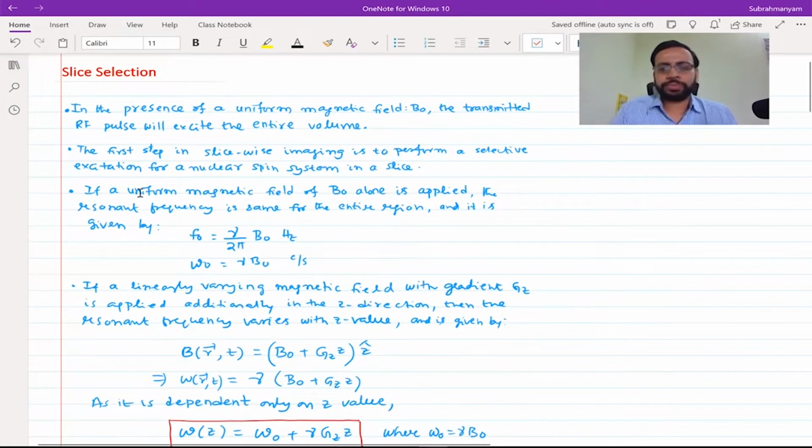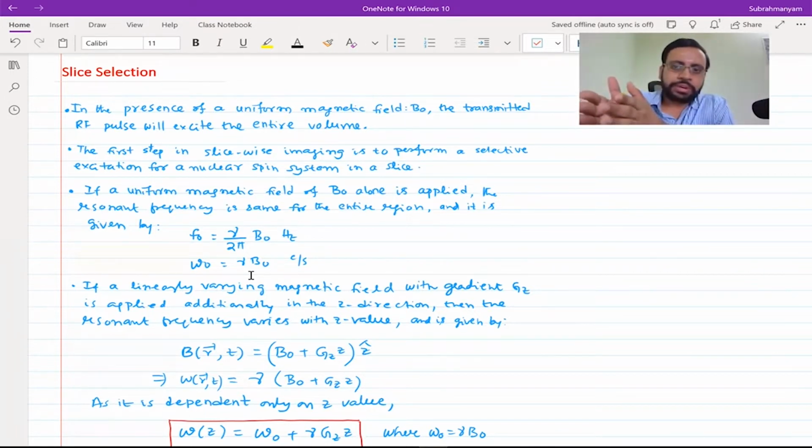Now consider that your B naught is the same for the whole object. Your angular frequency is gamma times B naught. So if the magnetic field you are applying in the Z direction is uniform throughout, everything has the same resonant frequency. Now you want only a portion of your object to resonate and respond. So what do you need to do? You need to vary the resonant frequency spatially.